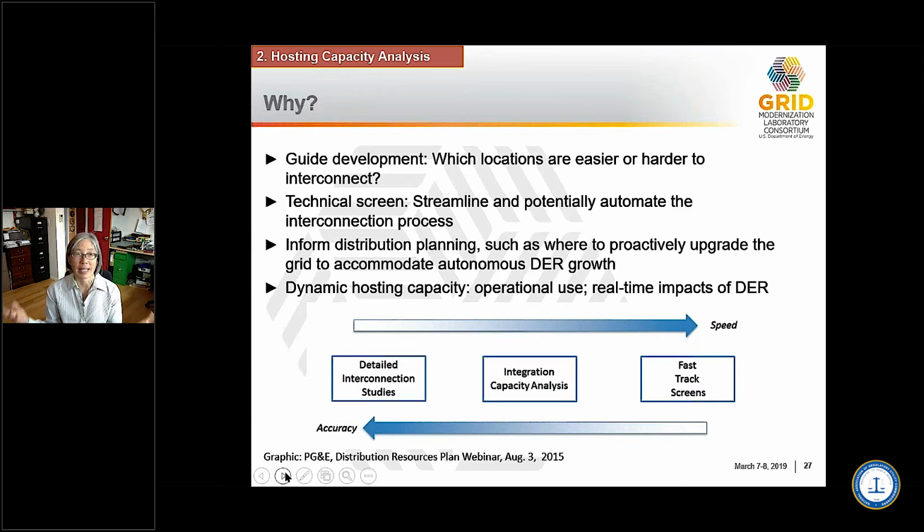But the basic way to think about hosting capacity is, you've got some screening process. It's really fast, it's not that accurate. Utilities conduct detailed interconnection studies. It takes a lot of time and money, and it's very accurate. And hosting capacity kind of gives you that middle piece. It gives you some level of speed and some level of accuracy, and it can be proactive. Okay, if you go to the next slide, Carrie.